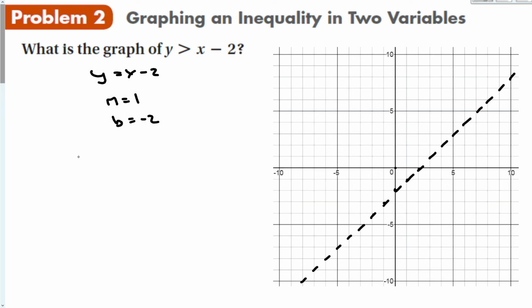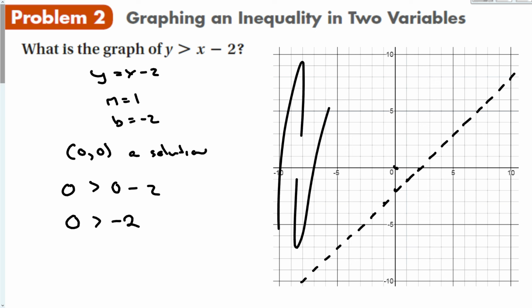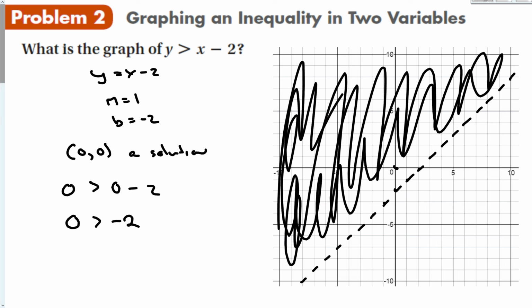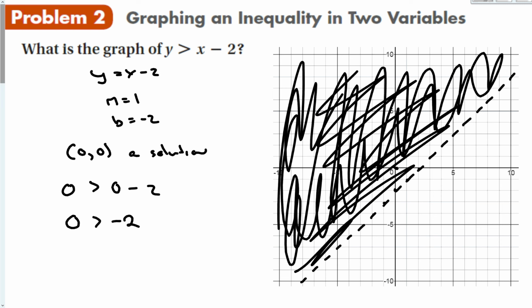So let's see, is 0, 0 a solution? Okay, so we're going to plug in 0 is greater than 0 minus 2. Is 0 greater than negative 2? Well, the answer to that is yes. That means this point right here is inside the shaded region. So I'm going to shade all this side. Okay, that is the shaded region. And so my half plane, the answer is all of this space over there.